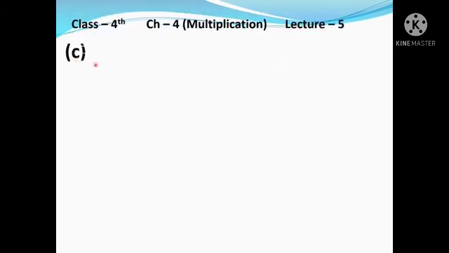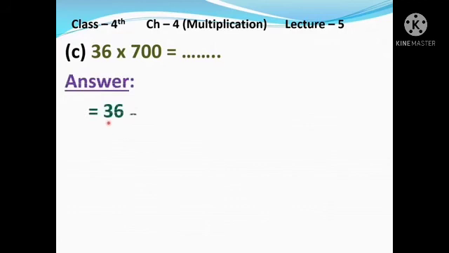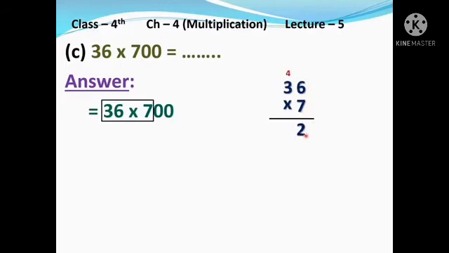Now C part 36 multiply 700 equal to dash. Write answer. Write down equal to 36 multiply 700. First multiply 36 by 7 and then place 2 zeros to the right side of the product. So multiply 36 multiply 7. See 7 6s are 42. Write 2 here and 4 carry. 7 3s are 21. 21 plus 4, 25.